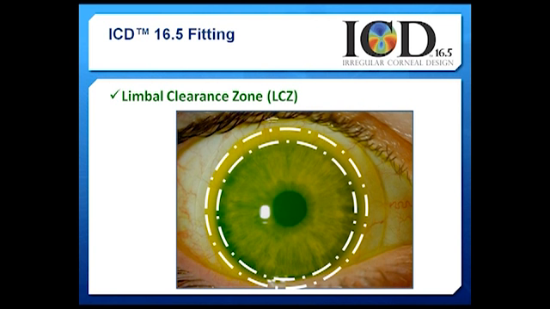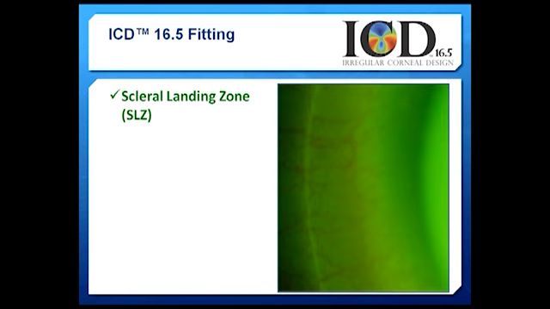The next zone in the lens, as a reminder, is that limbal clearance zone, and what we're looking for is that bleed through of fluorescein in white light. We want that lens to show the fluorescein molecules running past the peripheral cornea, past the limbus, and onto the sclera, and then placing all its weight and pressure on that last zone in the lens, the scleral landing zone. So we expect to see the fluorescein molecules run past the cornea, past the limbus, onto the sclera, and then get squeezed out as the ICD lens lands with all its weight and pressure on the sclera.